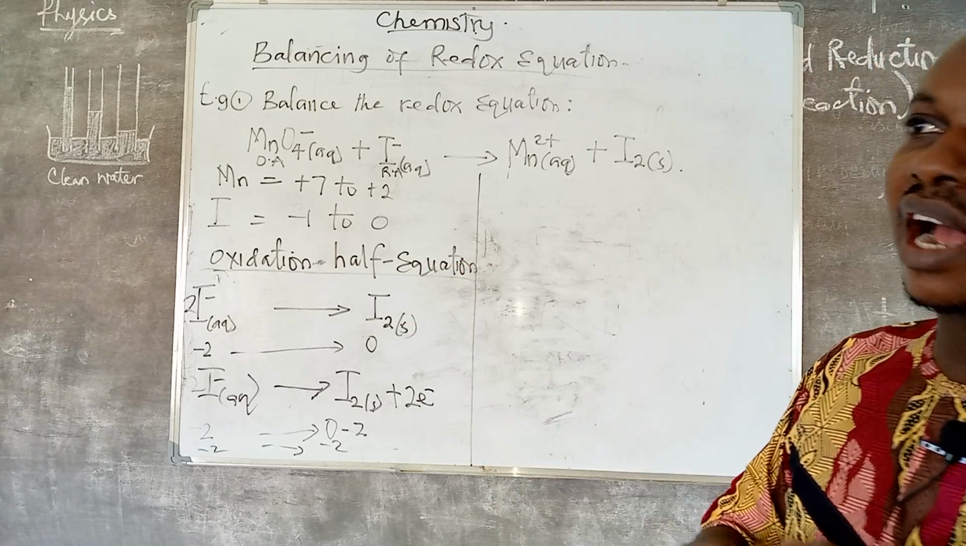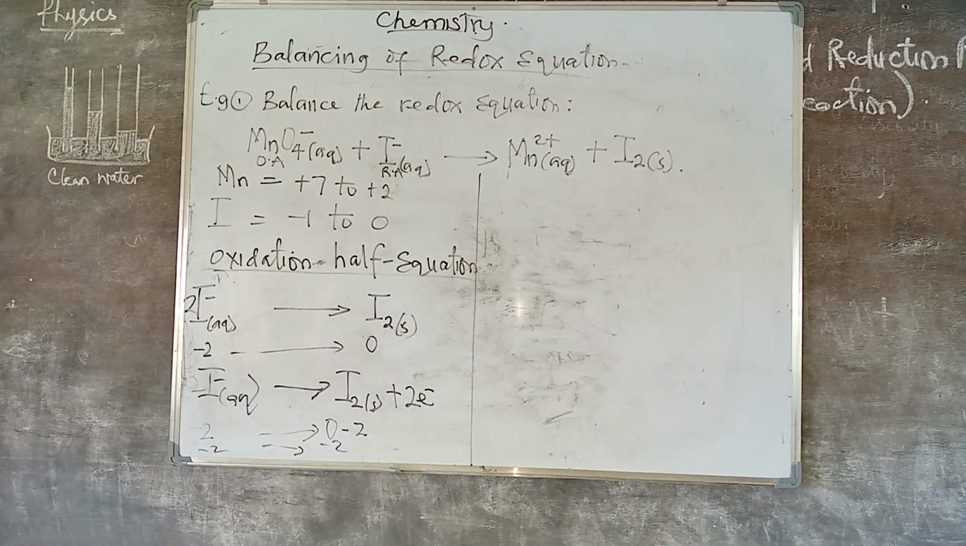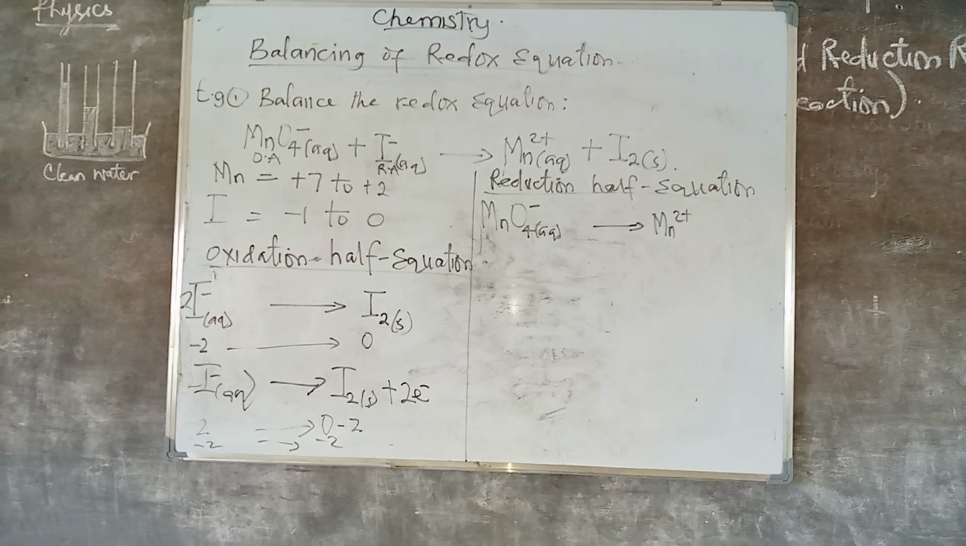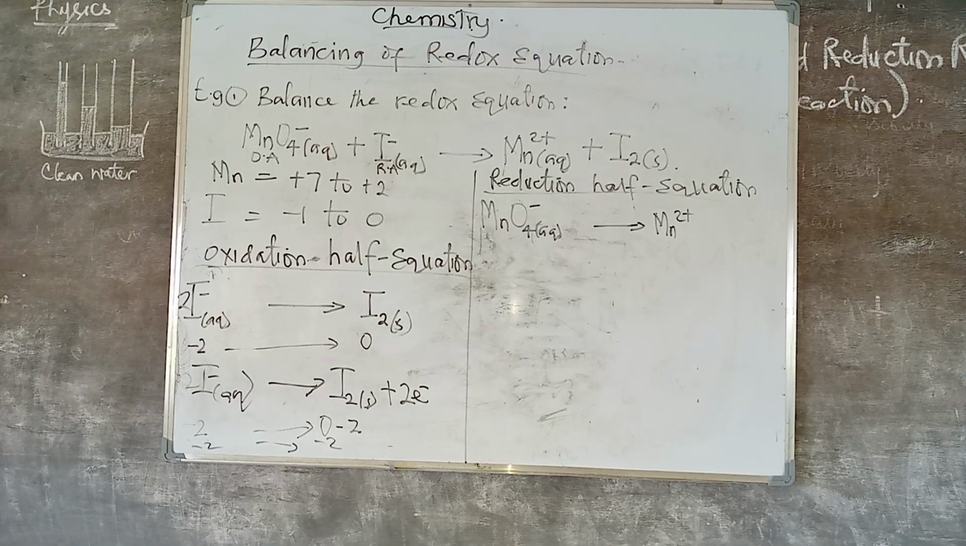Let us go to reduction half equation. So we are representing manganese there because we are representing the oxidizing agent in the reduction half equation, because it is the one that is reduced. Don't forget, from +7 to +2 is reduction. So that is why it is represented in the reduction half equation.